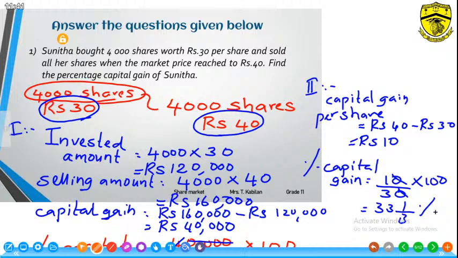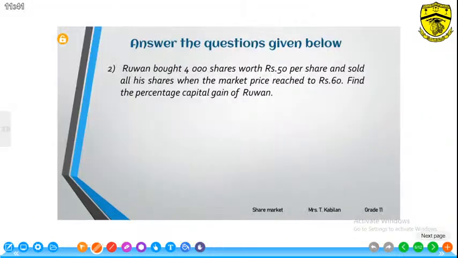So I think remember this method. Students, please remember this method. I think this is easier than the first method. Right? Okay, if you are asked to find the percentage of the capital gain or loss, you can check the capital gain per share, which is the easiest method. Right? Okay.